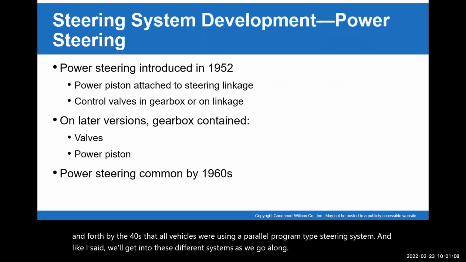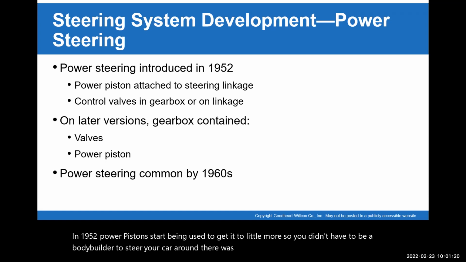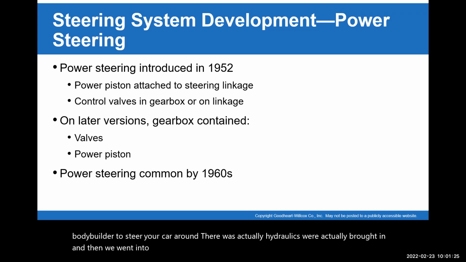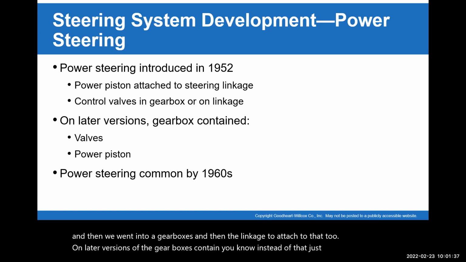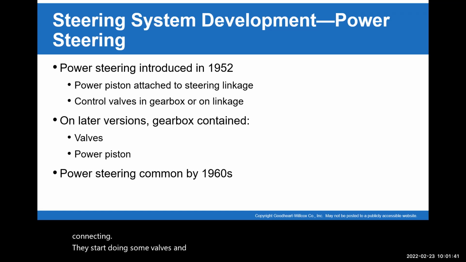In 1952, power pistons started being used to help out, so you didn't have to be a bodybuilder to steer your car around. Hydraulics were brought in, and then we went into gearboxes, and then the linkage to attach to that too. On later versions, instead of just direct gears connecting, they started adding valves and power pistons into the gearboxes.